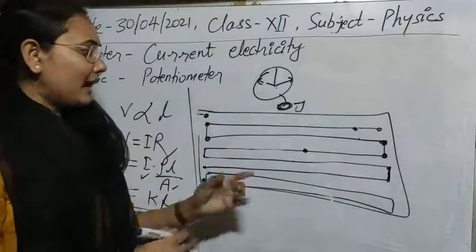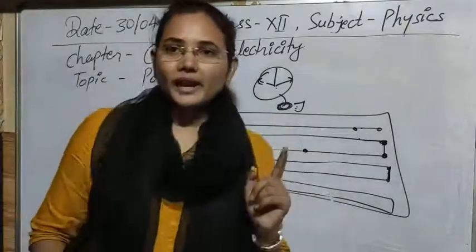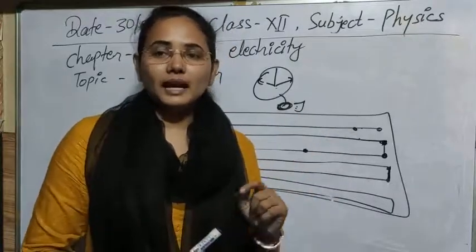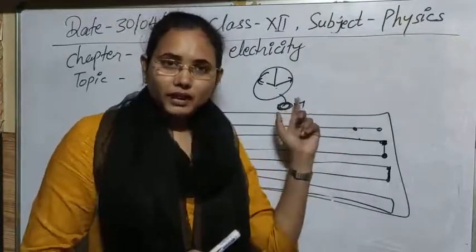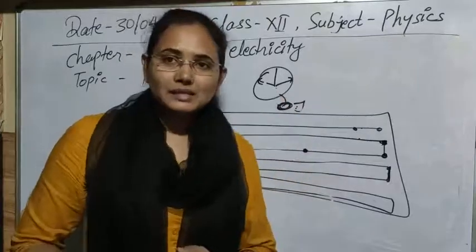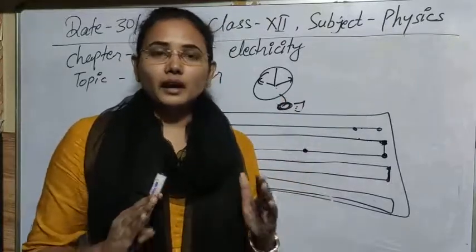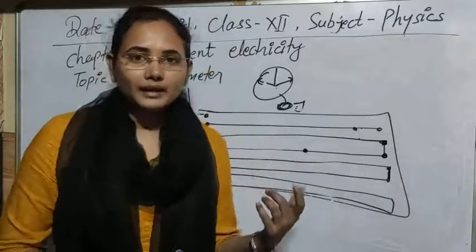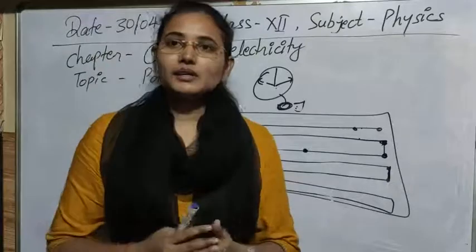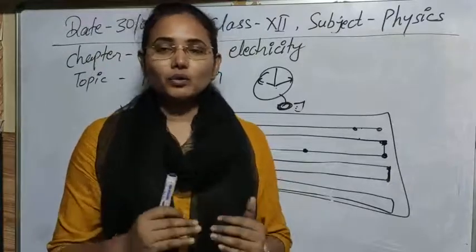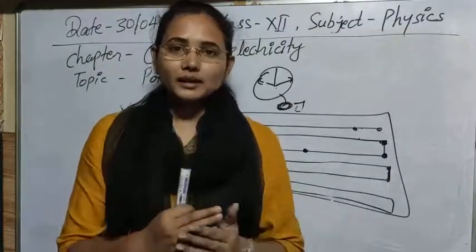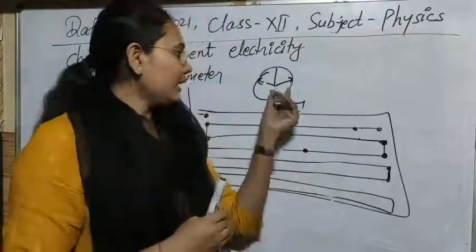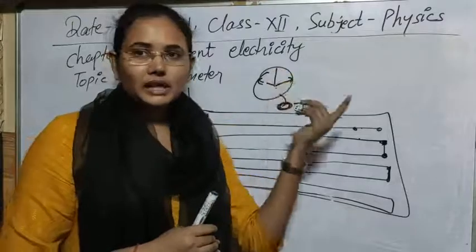So it means that for this length, for this point, the current drawn from the battery or cell becomes zero. The deflection in the galvanometer is zero, which means no current is flowing through the circuit. That's why the galvanometer cannot detect any current. You know that a galvanometer is a detector device that can detect the presence of voltage or current in the circuit. So when the current in the circuit becomes zero, the deflection in the galvanometer will be zero.